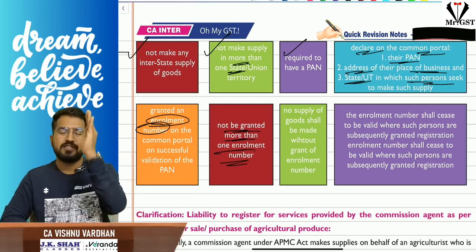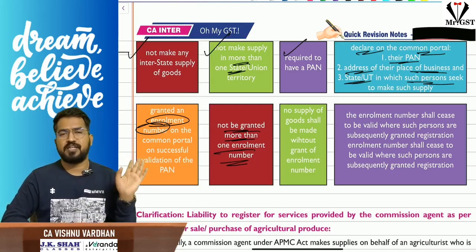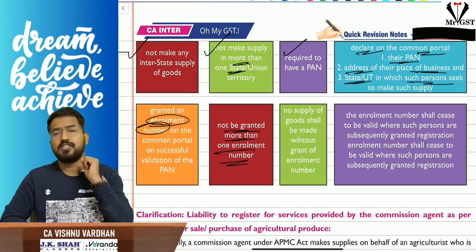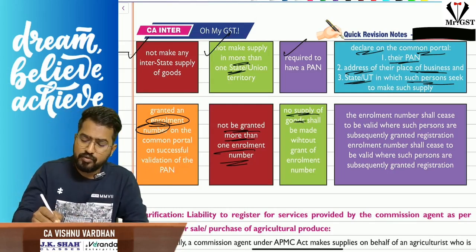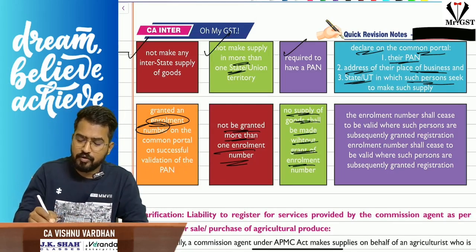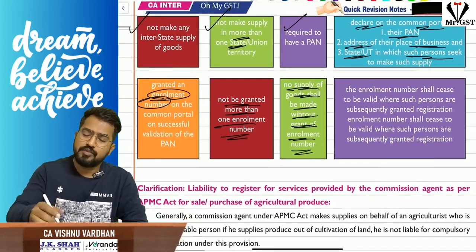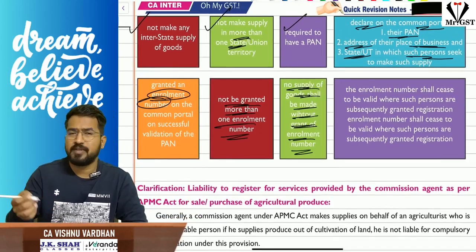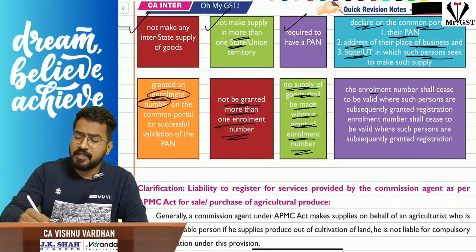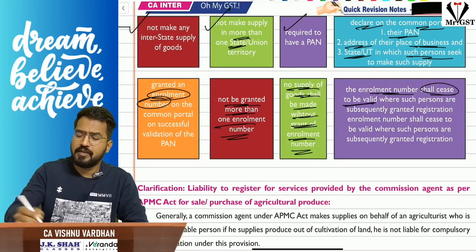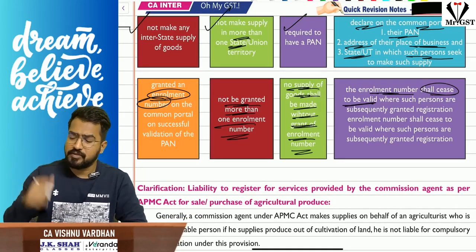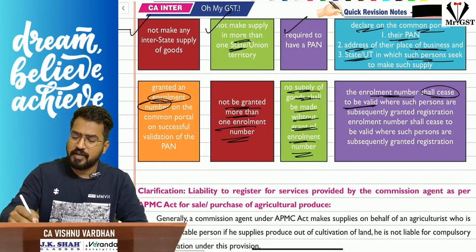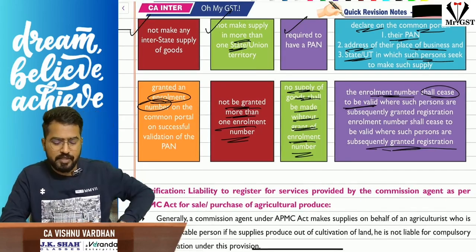So they are prohibiting you from making interstate supplies because you don't have registration, correct? But still, if you want to sell through an e-commerce operator, follow this procedure. No supply should be made without grant of the enrollment number. And once you take registration, if tomorrow in future you become liable for registration and take registration, then that enrollment number will automatically cease to be valid because you have already received the registration certificate. So that registration will be valid subsequently, once the registration is granted.